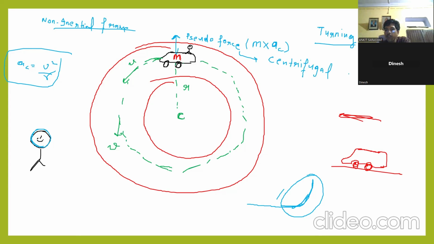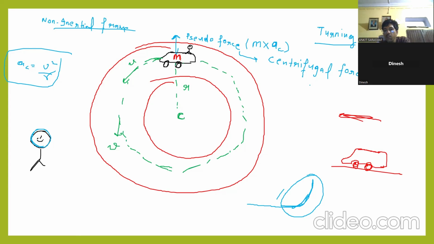Centrifugal force. Have you observed this? If you are moving your car on a circular track or any curve, then you will feel one force away from the center. Clear? It is mass into a_c, so a_c will be v squared by r. Now please tell me, if you are in the car or on the car, then with respect to the car, your velocity is 0. Clear?